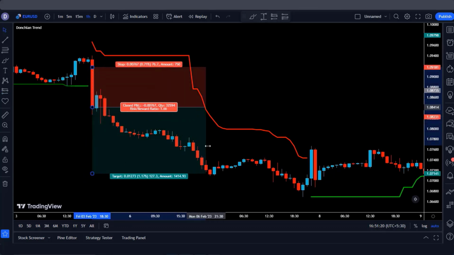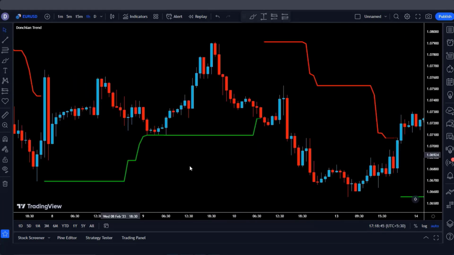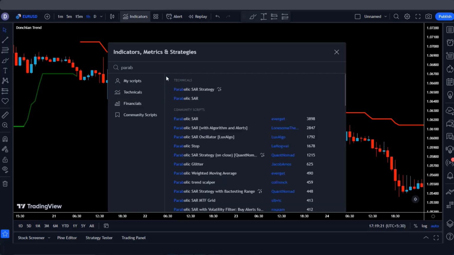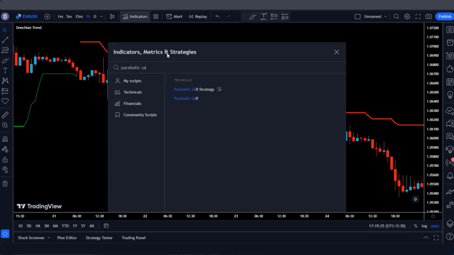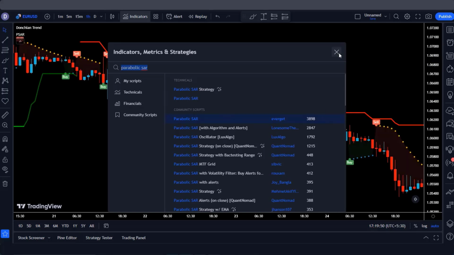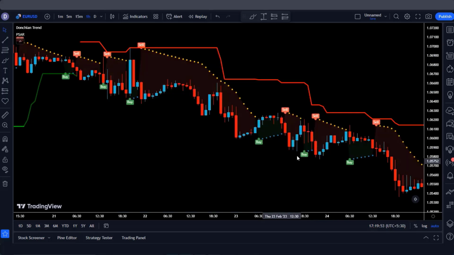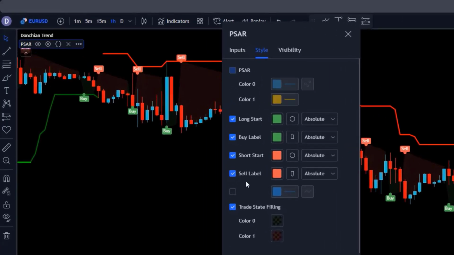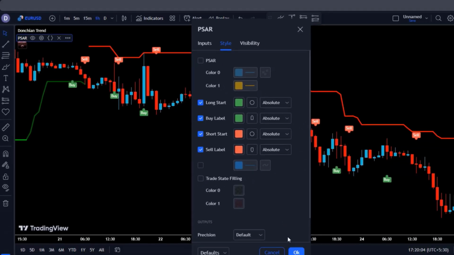Now, to show you an example of how we can use this indicator to trade, let's add a buy-sell indicator called Parabolic SAR. Remember, the strategies we're going to showcase in this video are not meant to be traded blindly. They're just for educational purposes, so you can have an idea of how these trend indicators work. Let's double-click on the Parabolic SAR indicator to access the Settings panel. On the Style tab, uncheck this SAR option and this Trade State Filling option and then click OK.